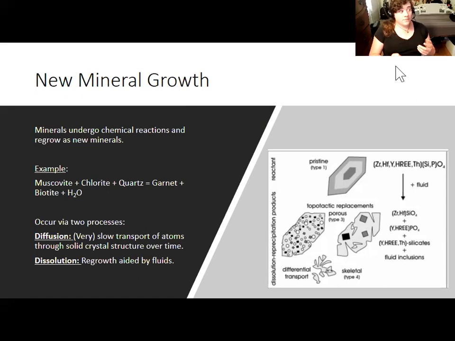However, you also sometimes get a momentary melting when either the whole crystal or just the outer edges of the crystal, kind of like you saw with the quartz earlier, gets reacted with by fluids, and then it'll regrow as an entirely different mineral.